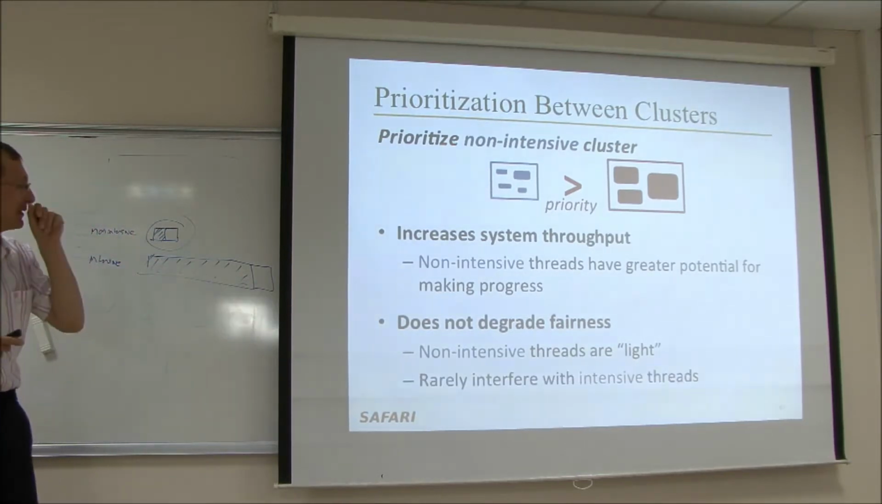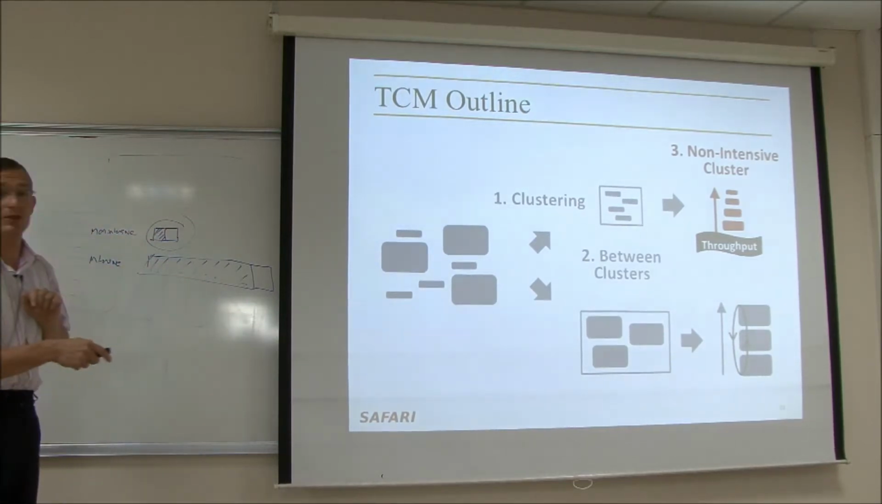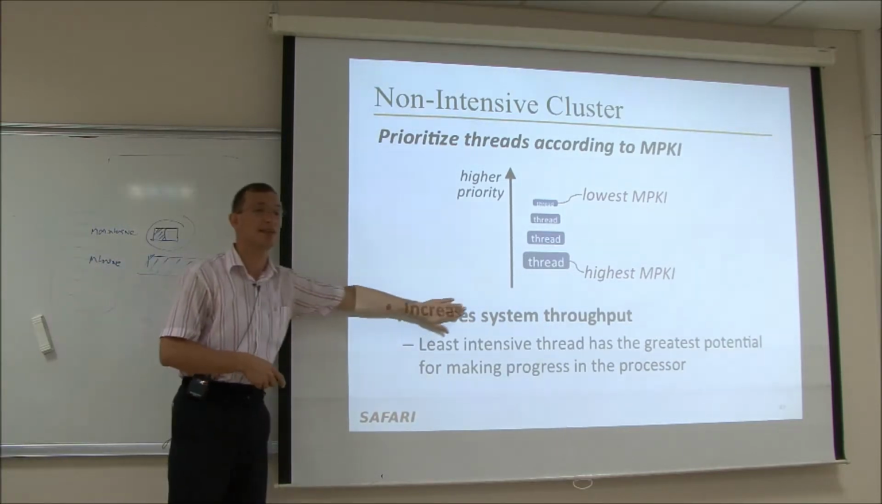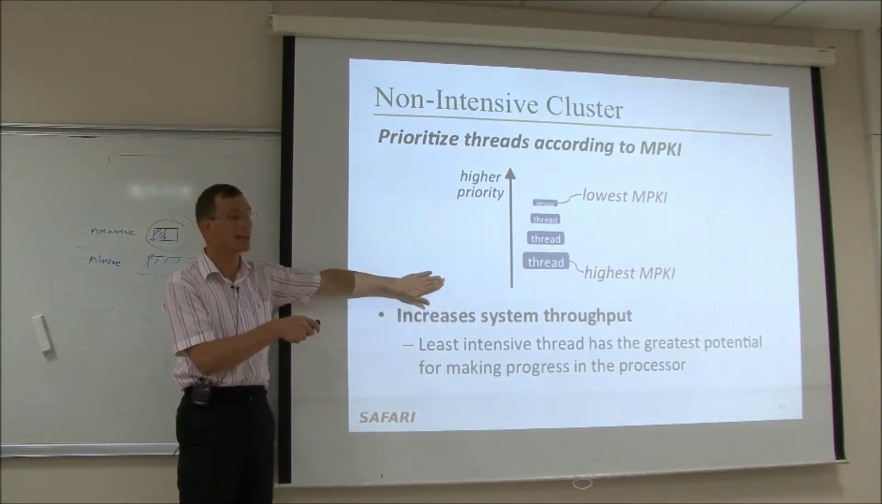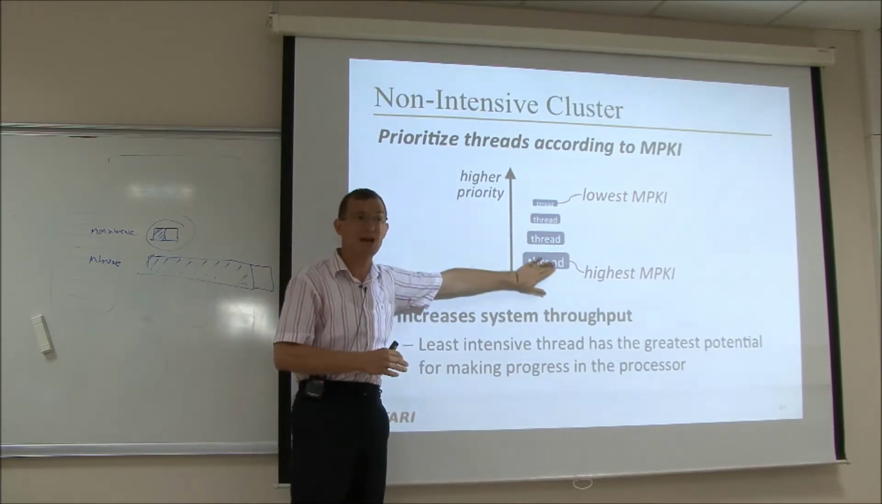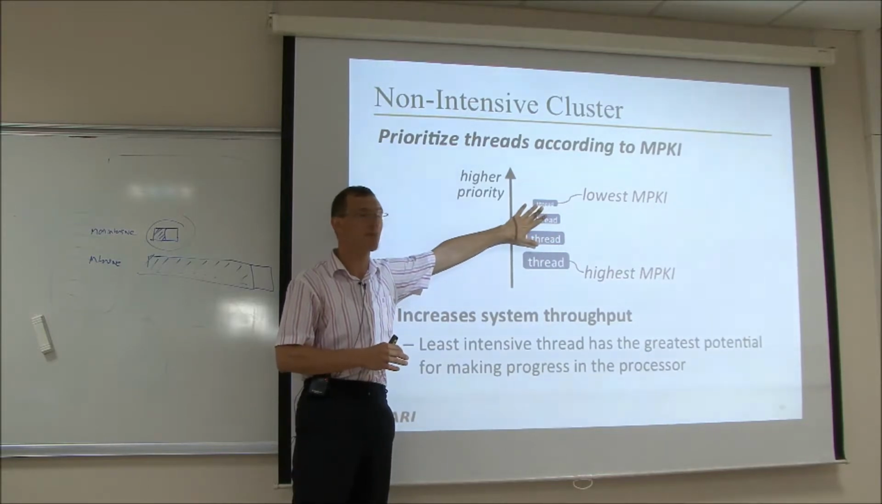Okay. So what do we do in the non-intensive cluster? We prioritize the threads according to their MPKI. The threads that have the lowest miss rate are prioritized higher. This increases system throughput because the least intensive thread has the greatest potential for making progress. But again, as I said, these are small threads, so this should not normally matter. If you do random prioritization across these threads, again, it doesn't matter that much, except if you made the wrong decision in clustering.